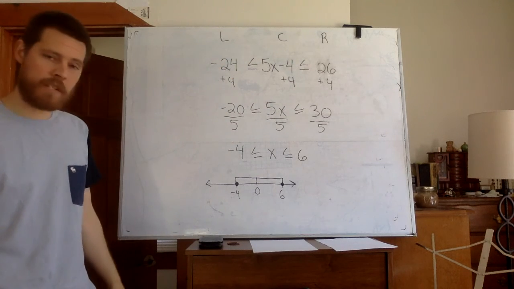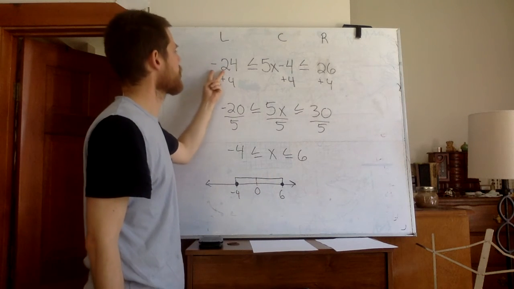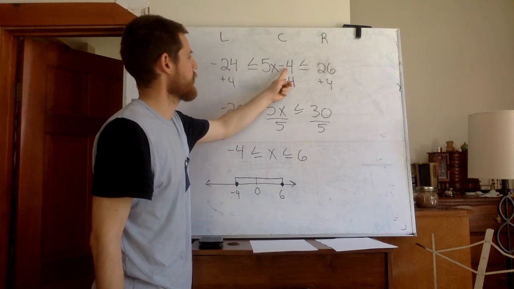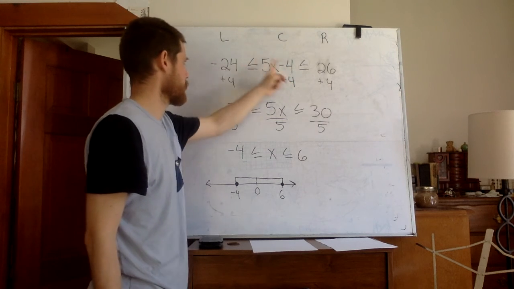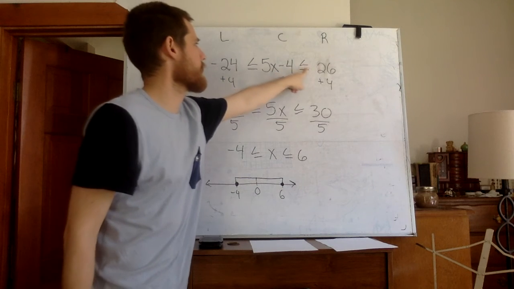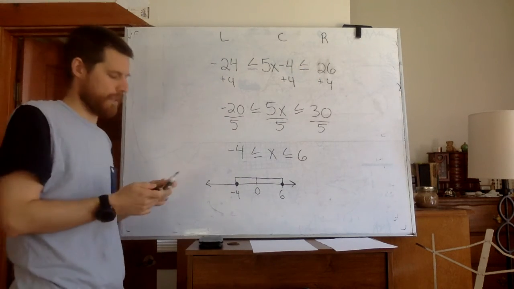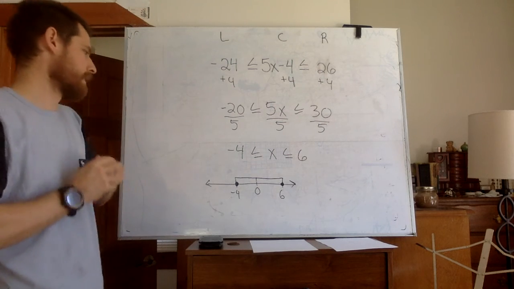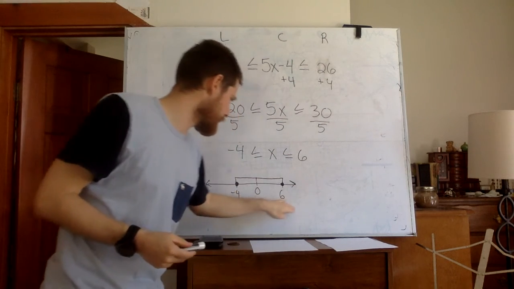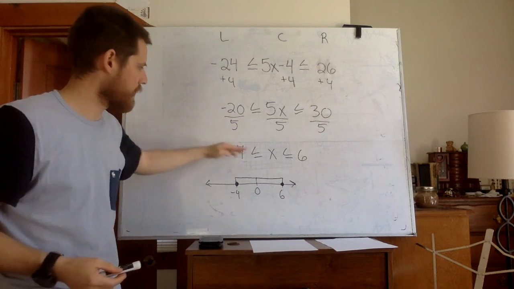And we don't have to do a test point, but if I chose x to be 0, then negative 24 would be less than or equal to negative 4. That's true. Negative 24 is less than negative 4. But negative 4 is less than or equal to 26. That's true as well. A negative is less than a positive. So I like it. This is the way the answer would look on a graph. This is how I do my work to get to that point.